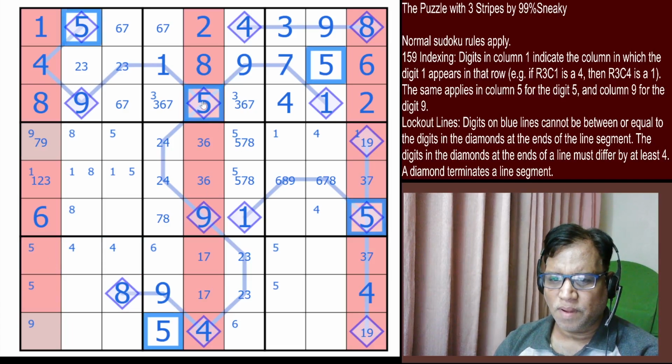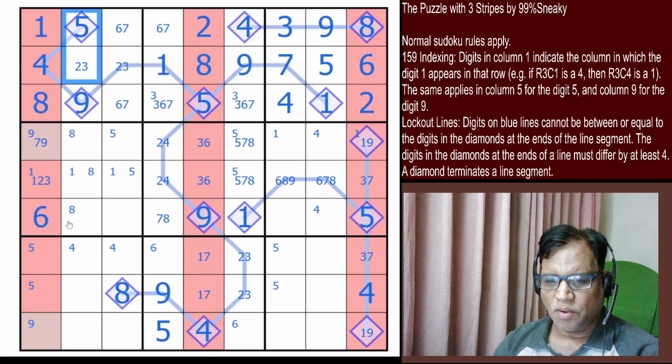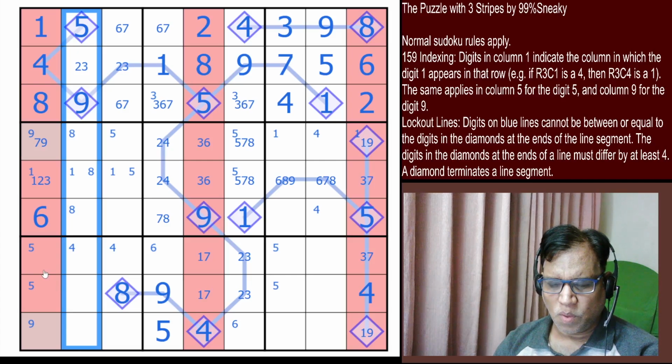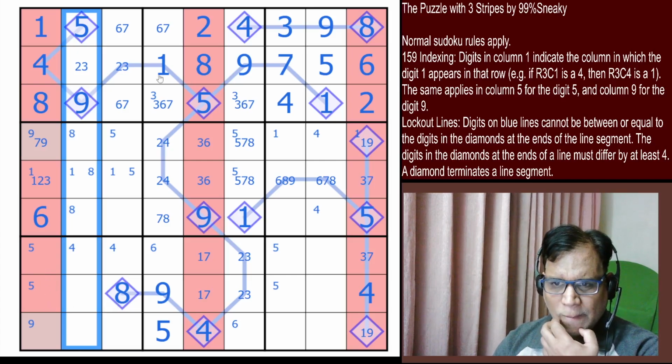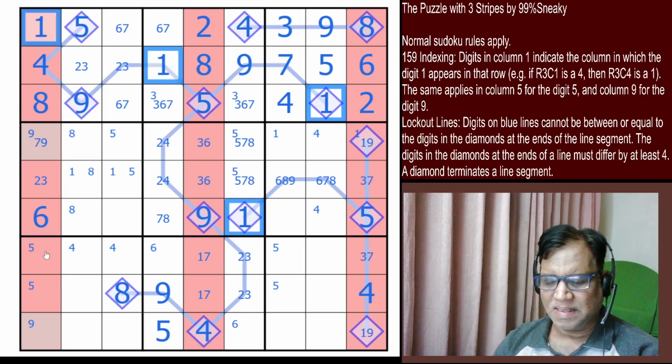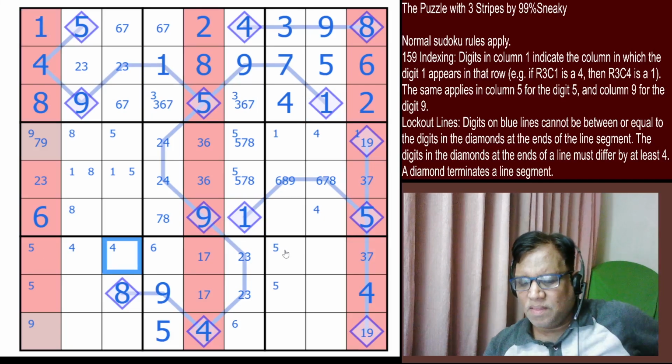Wait, what is happening with 5? We just saw, right? Yeah, 5 is already there. 1. Oh, that's not 1, right? Simple. 1 is somewhere here. 7, yeah, that's fine. 3, 7, 9 or 9 here.